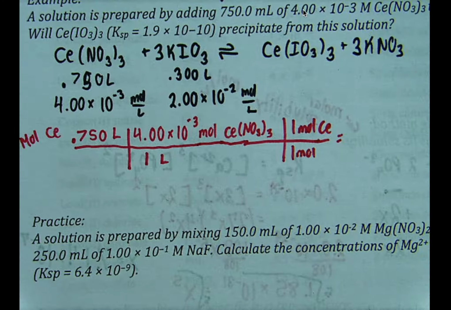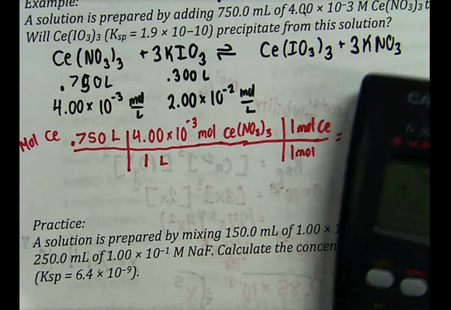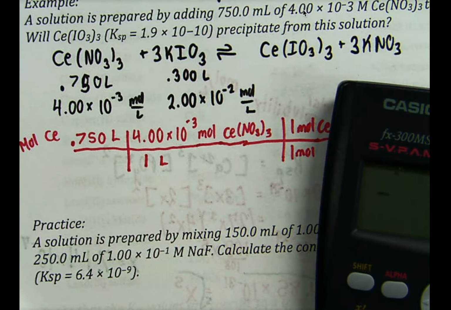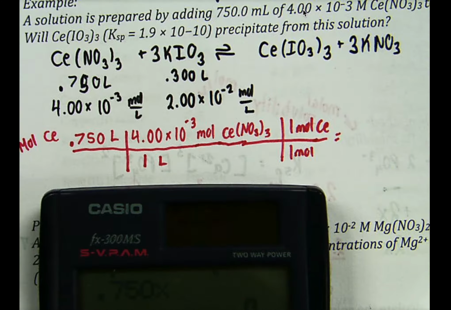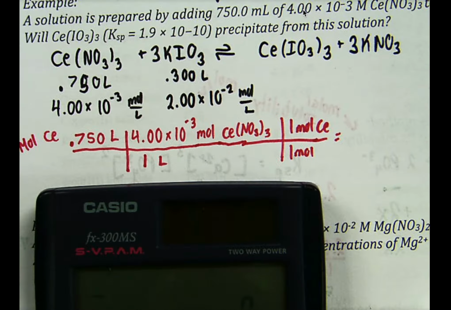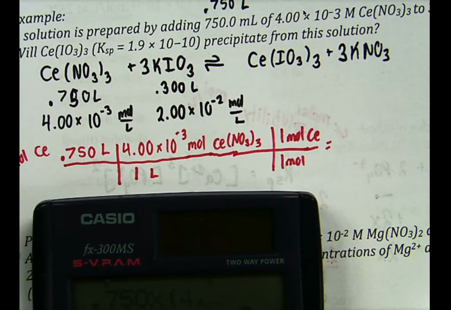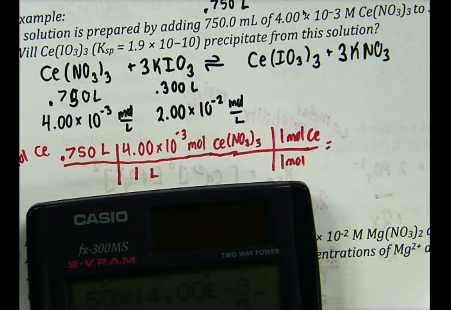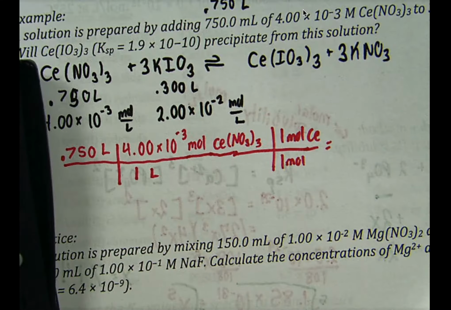When we plug that into our calculator, 0.750 times 4.00 times 10 to the negative 3. Oh, wait. Highly recommend putting things in parentheses. In practicing this problem, I got a little messed up because I wasn't putting things into parentheses. So always put your scientific notation into parentheses. Okay, and I got 3 times 10 to the negative 3.